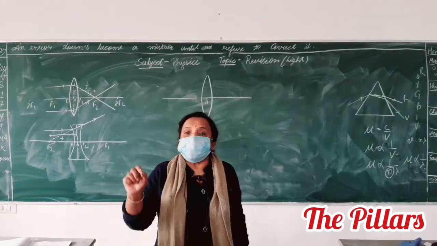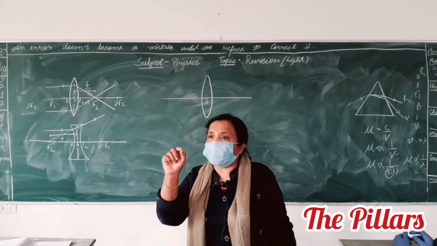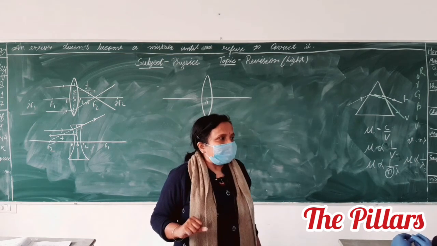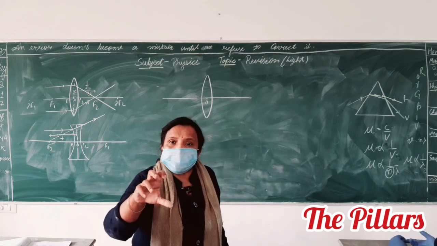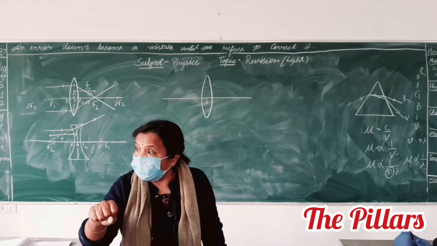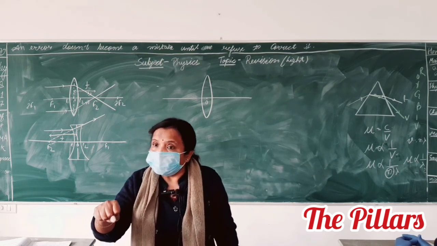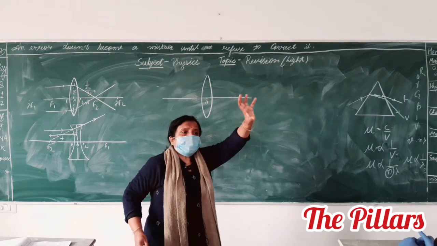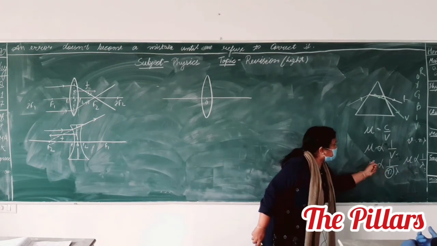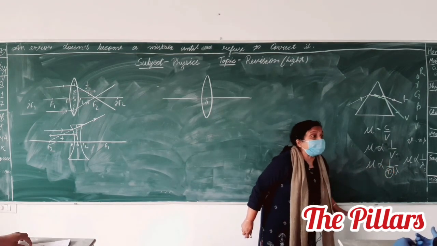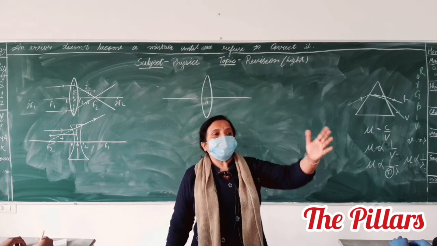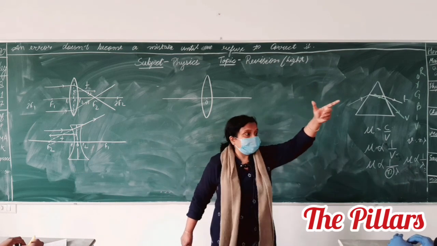What does the refractive index of a medium signify? Bending. You know that the denser medium has more bending capacity, and the refractive index is more. So the bending capacity is inversely proportional to lambda. What is lambda? Wavelength. More the wavelength, less is the bending.